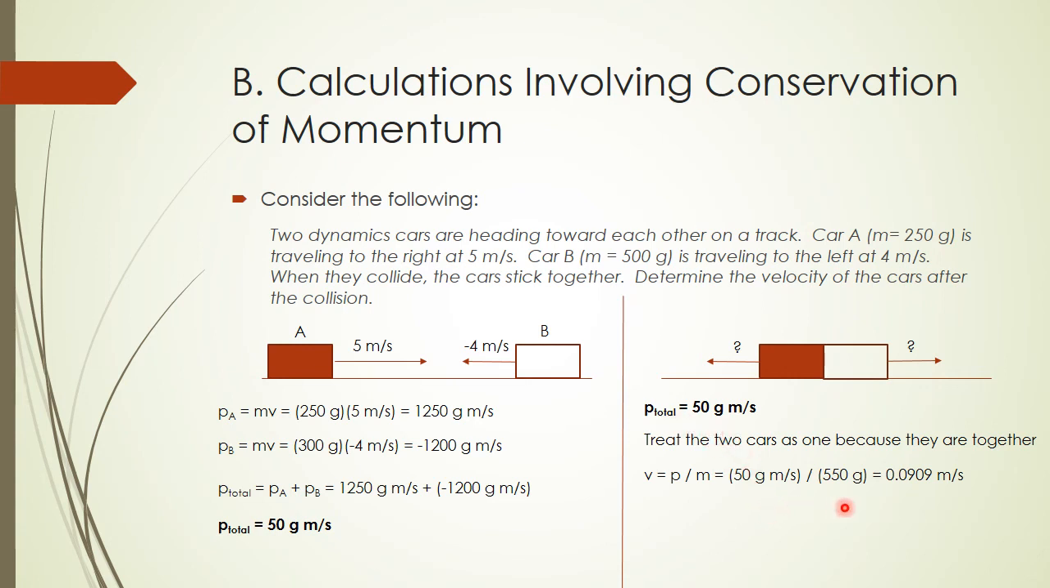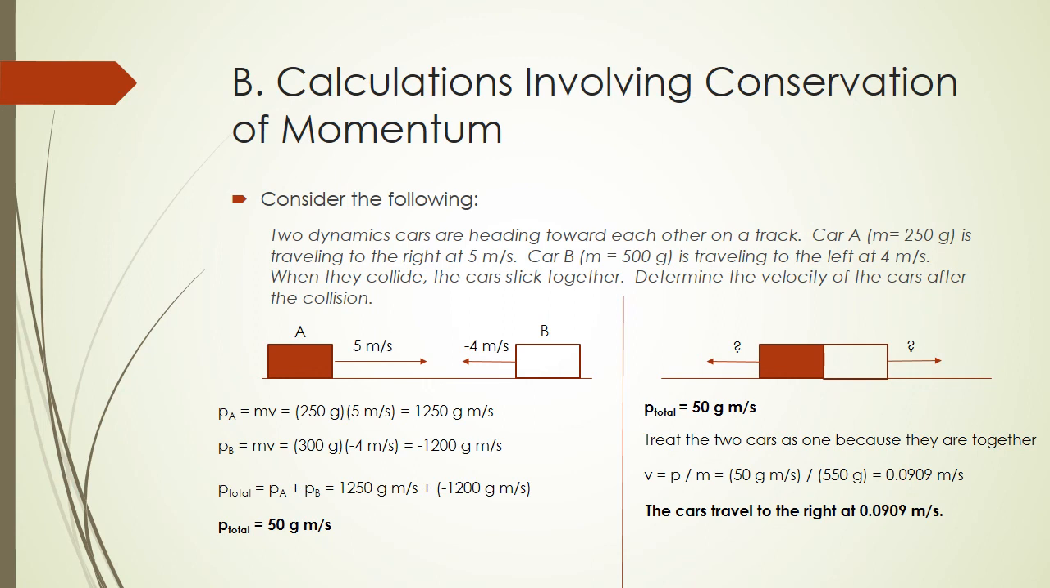And then dividing by their mass, because they're stuck together and I'm treating them as one, I can just use the sum of their two masses. 250 grams plus 300 grams would be 550 grams. So 50 gram meters per second divided by 550 grams gives you a value of 0.0909 meters per second. Now you might be asking yourself, have we found the velocity? And we have. Notice that this is positive, so that matches the positive velocity we had initially with A. So we know that the cars are going to travel to the right at 0.0909 meters per second. So we have in fact found the velocity because we're showing both speed and direction.